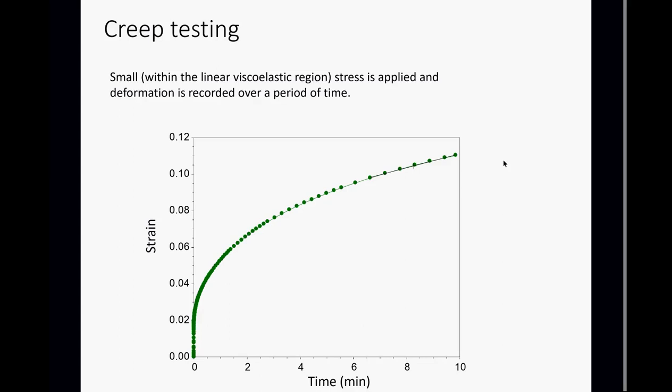You may have heard of creep testing. Creep testing is another way of capturing that. A similar sort of test, but what we're doing here in a creep test is we take a sample and we just apply a very small stress to the sample, and we allow it to move over a period of time. So we're choosing a stress that's way below the yield stress. We apply that stress, and then we just monitor what the sample does over a period of time.